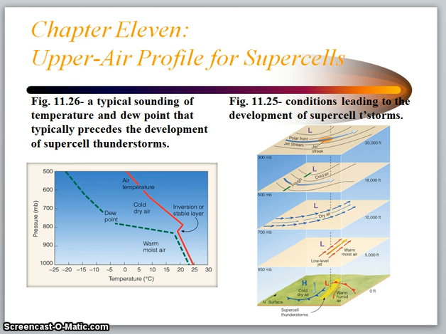Here is a look at a typical upper air sounding for temperature and dew point. Temperature is red, dew point is green there on the left. Figure 11.26. That typically precedes the development of supercell thunderstorms. So you have really warm, moist air on the surface and colder air aloft, which is also very, very dry. And if you look at the stacked graphic on the right, figure 11.25, you can see how the conditions at different levels of the atmosphere change or need to be present in order for supercell thunderstorms to develop.